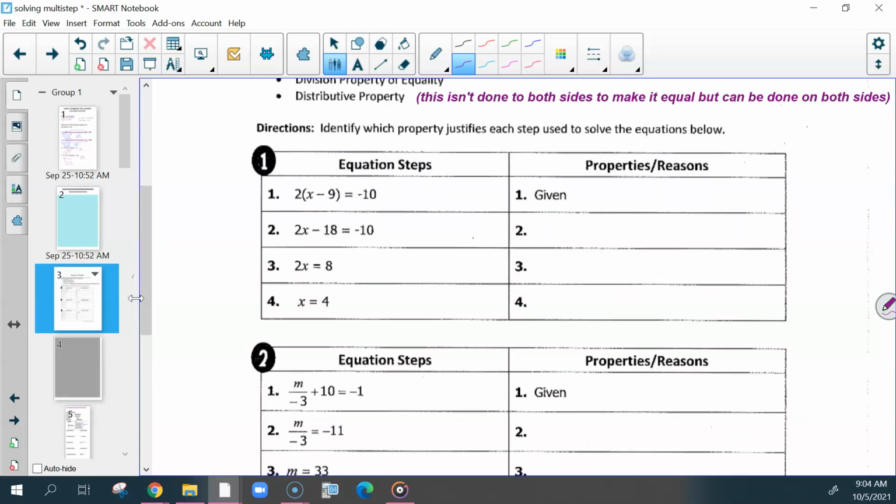So these are solved for us already. We're just looking at what they did to get to the next step. So it's a little confusing as you're trying to move down. This first one is given, because that's your original problem. Then in the next one, you're looking at what changed from here to here, and that's the step you write. So in number one, what did they do here? So we're just going to put they distributed. So in number two, we would put distributive property.